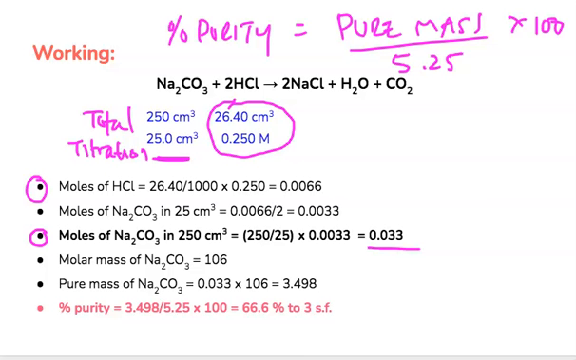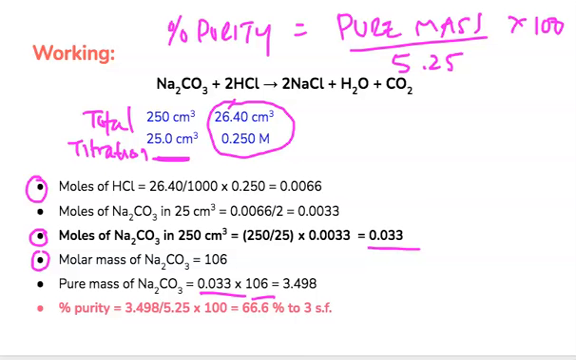Okay. Now we're almost ready to do that final step, because now that we've got the total moles of sodium carbonate, we can work out the mass of sodium carbonate. So the molar mass of sodium carbonate is 106. So if we do the total number of moles times that molar mass, it will give us the pure mass of sodium carbonate. Okay?